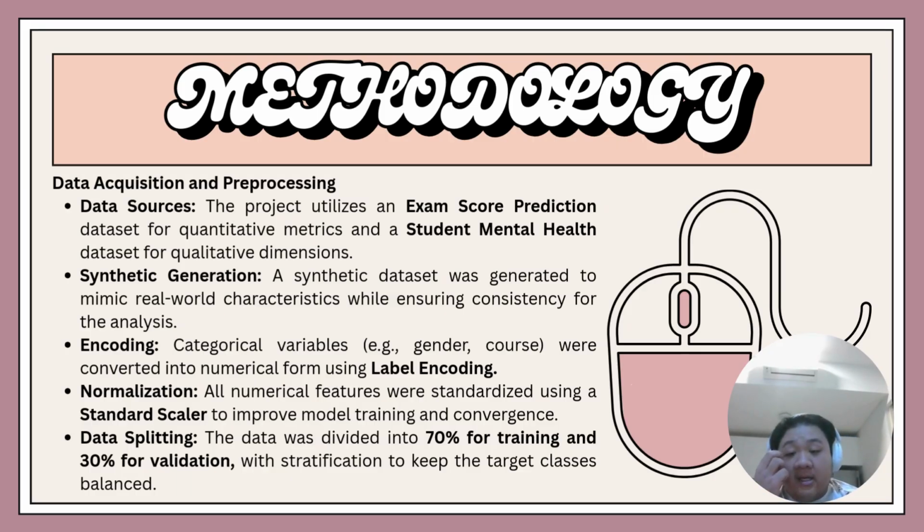And next is encoding. Categorical variables, for example gender, were converted into numerical form using label encoding. Next is normalization. All numerical features were standardized using a standard scaler to improve model training and convergence. And lastly is data splitting. The data was divided into 70% for training and 30% for validation, with stratification to keep the target classes balanced.